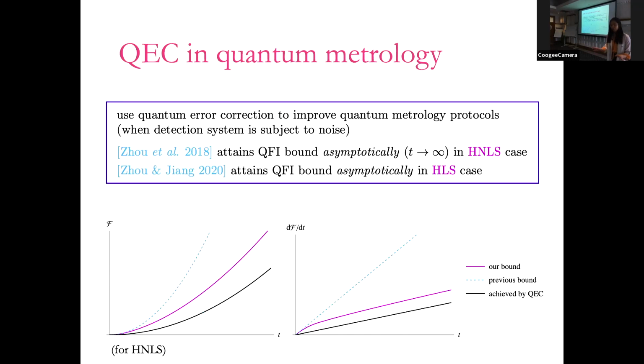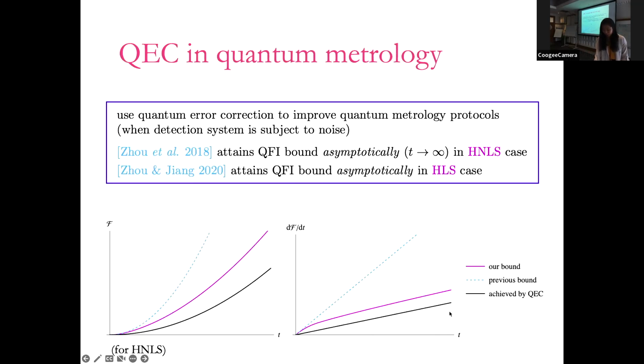Okay, but we're only going to focus on the first direction, so using error correction to attain upper bounds on the QFI. Two papers by C.C. Zhou et al. actually show how to achieve our QFI bounds for time-independent finite dimensional systems to leading order in T, so for large times. The first paper considers the HNLS case, where H' is not in the Lindblad span. So once again, the magenta line here shows a bound we can derive from our general bound, and the black line shows the QFI achieved by the error correction scheme proposed in the first paper. As you can see, it matches our bound asymptotically.